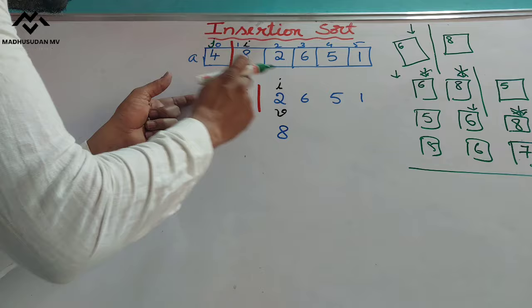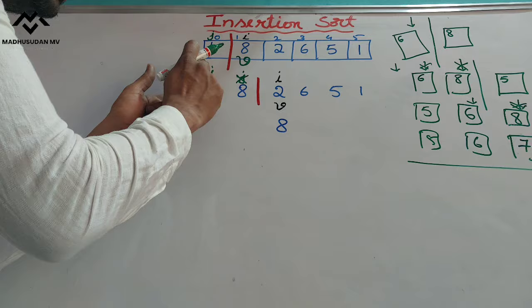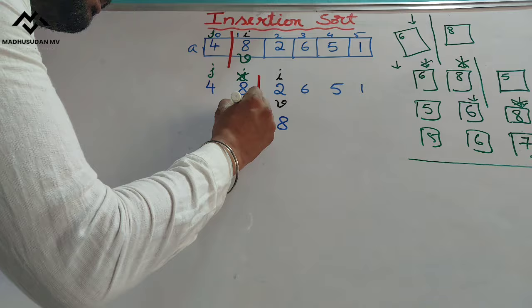Now, if it is greater, in front of J. Okay, J position is what? 0 now. In the next position, which is 1, I am keeping the value 4. So, I am keeping 4 here. Now, after that, what to do? Decrement J. So, J comes out of the range.